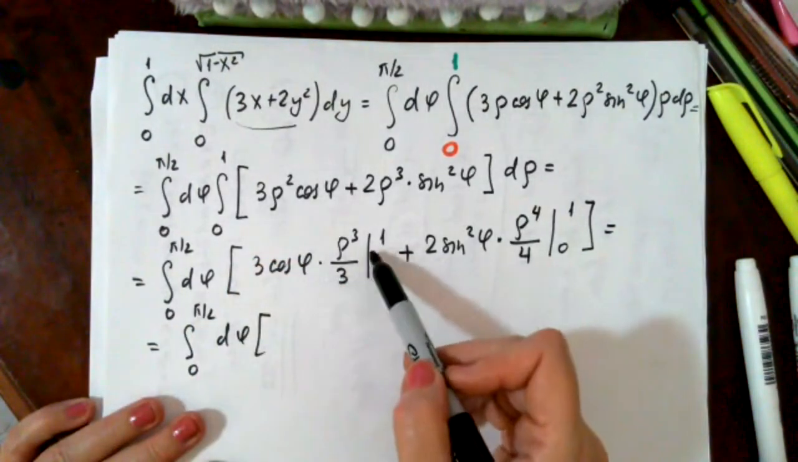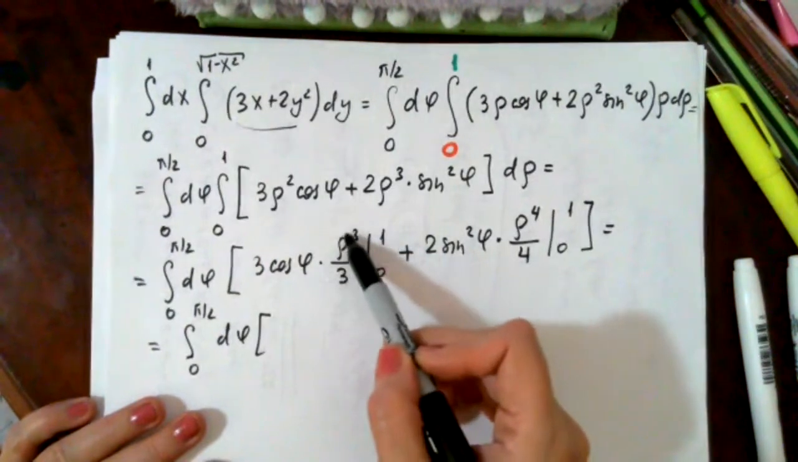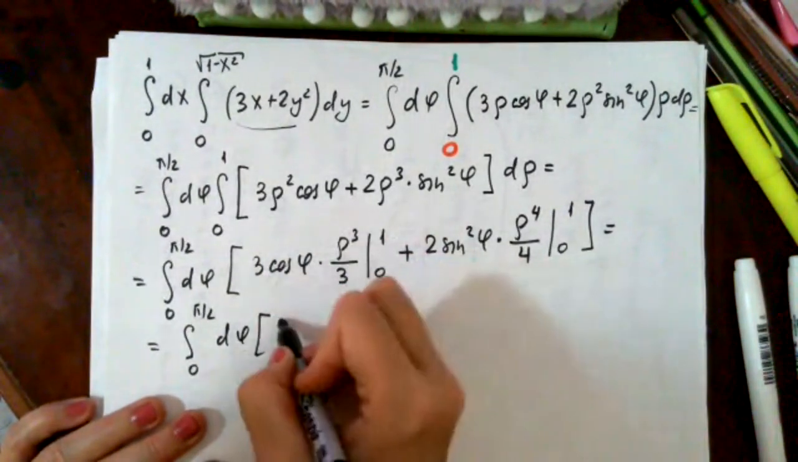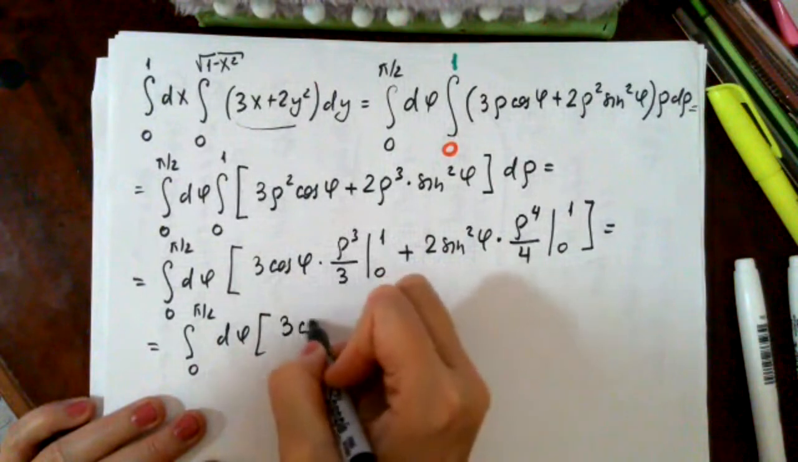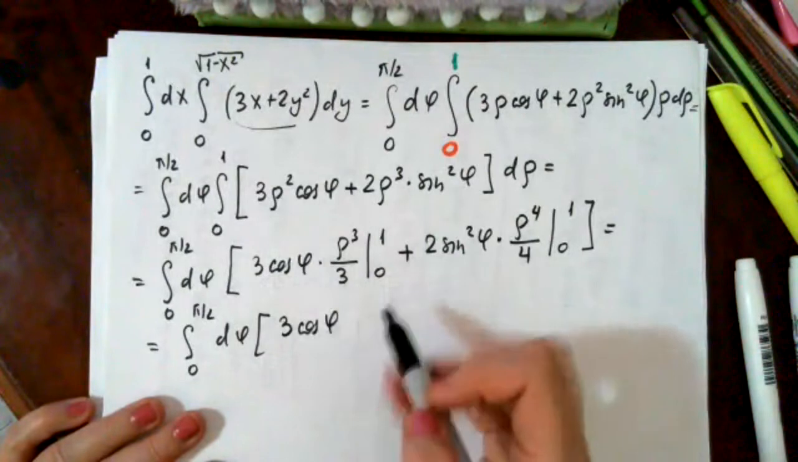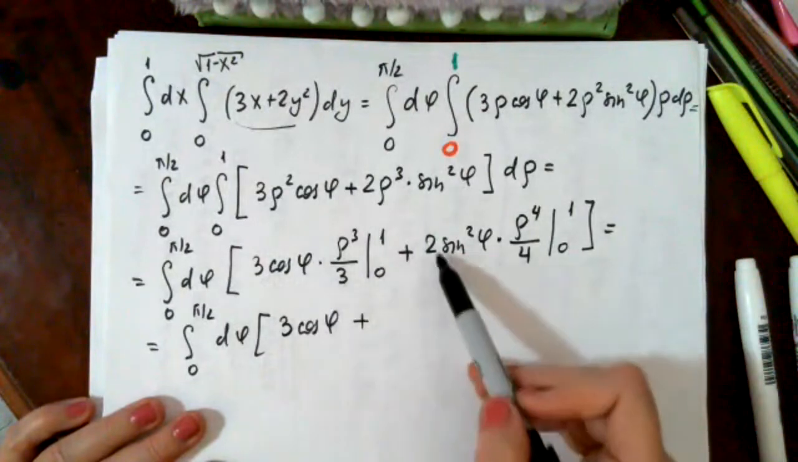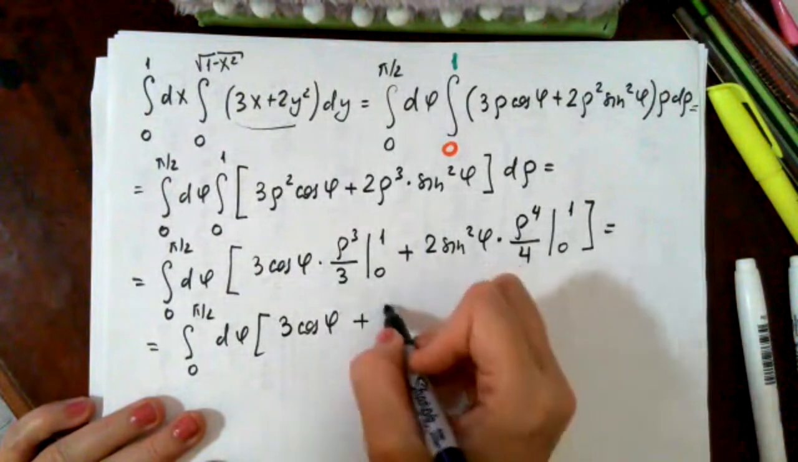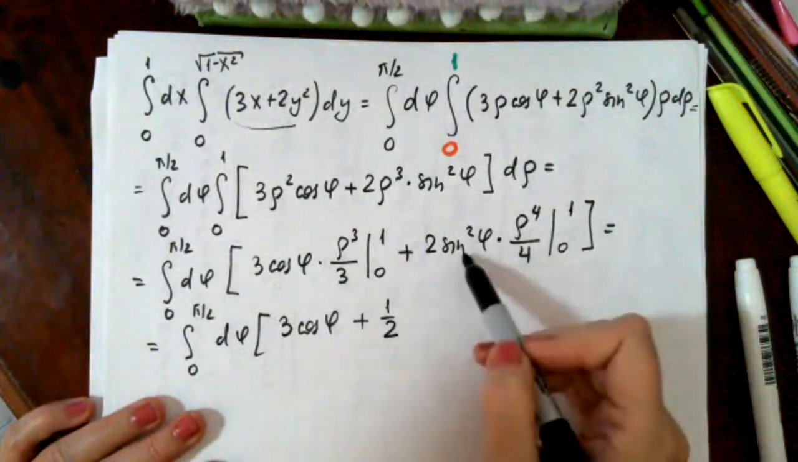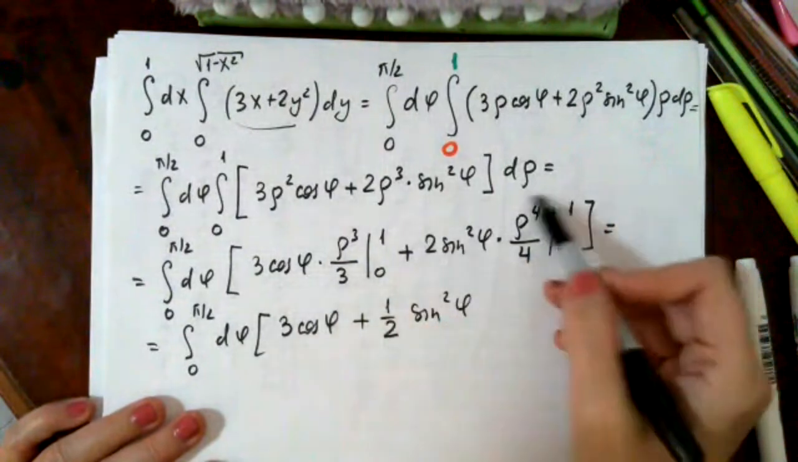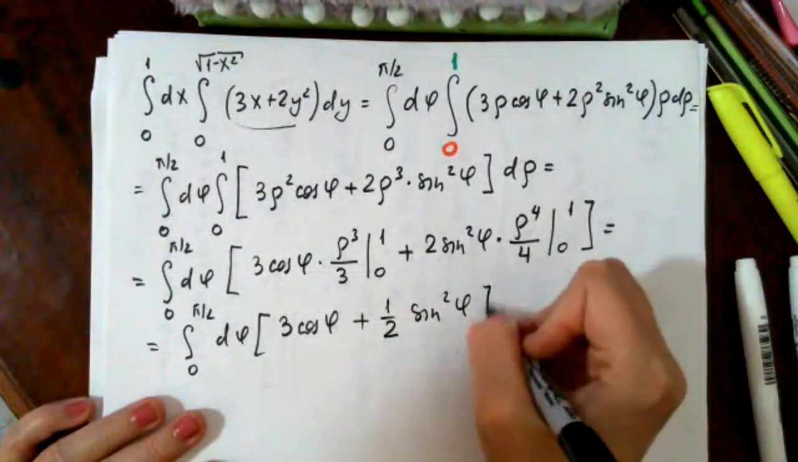But you know it's super easy. When you substitute 1, it turns into 1, and 0 turns everything into 0. So we'll have 3 cosine of phi. That's all that is left from the first term. And something similar happens here. We can actually simplify 2 and 4. It will be 1 divided by 2. And here you have sine squared of phi, and that's it, because this guy turns into 1.